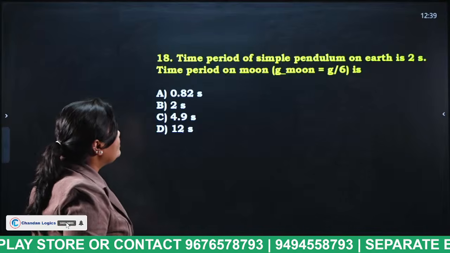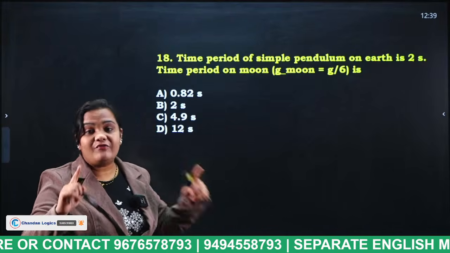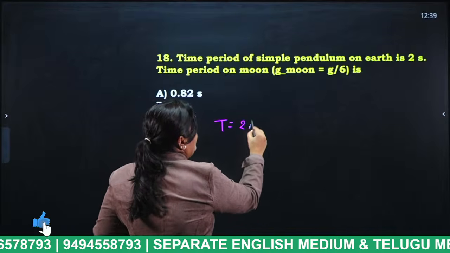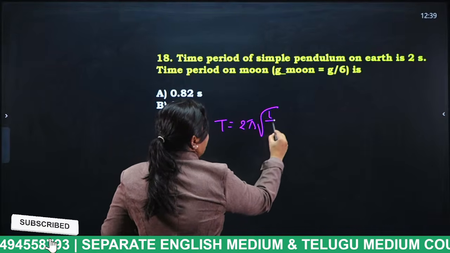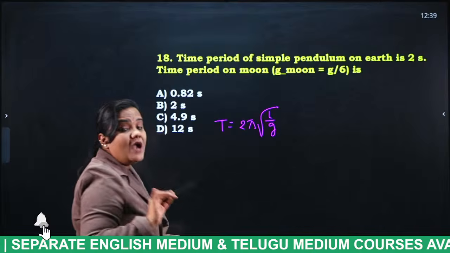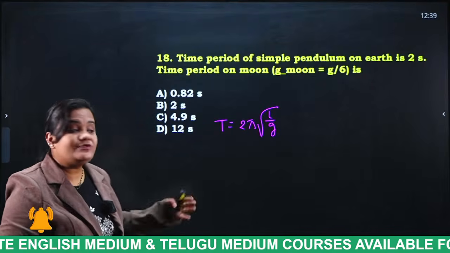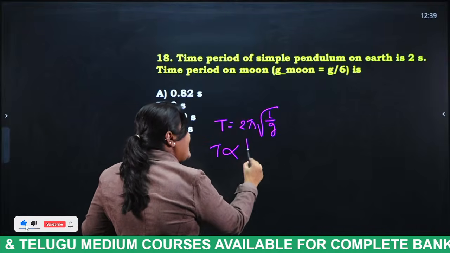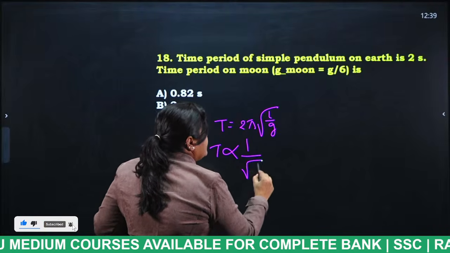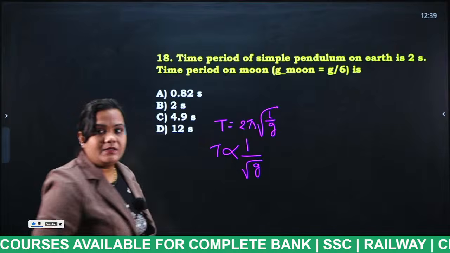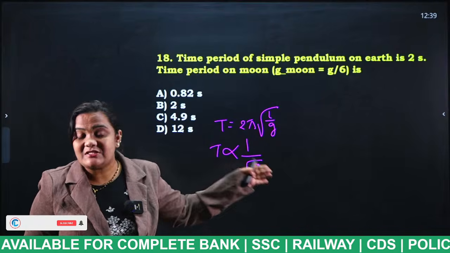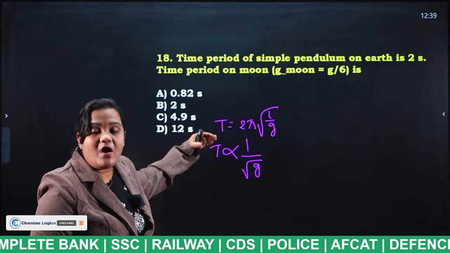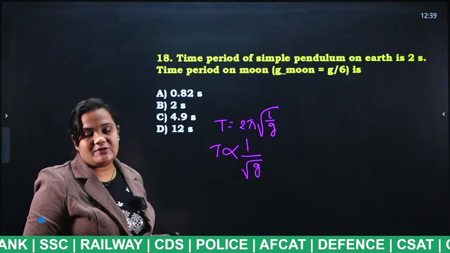We have one formula, right? So what is that formula? Time period is equal to 2 pi under root L by G. From this, what we came to know? Time period is always inversely proportional to the square root of gravity. From this formula, you came to know this equation.